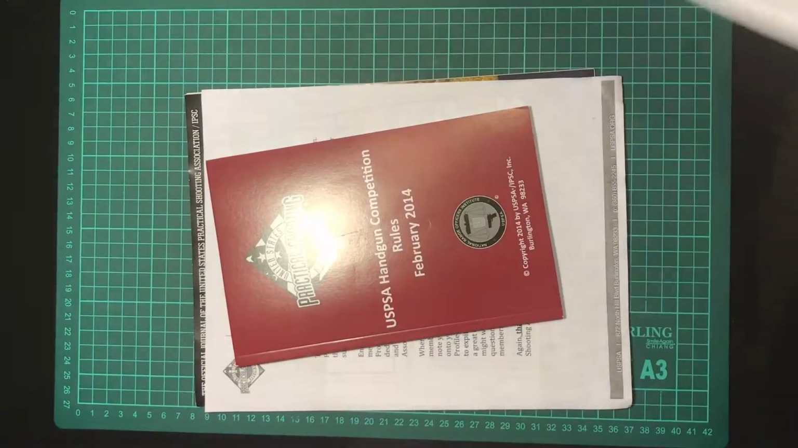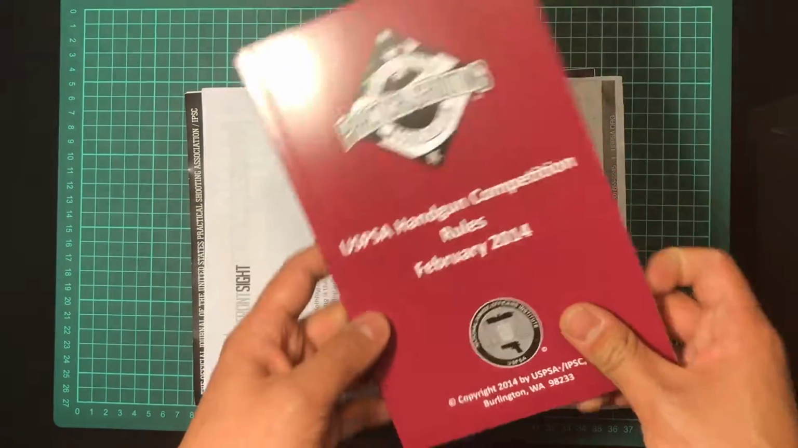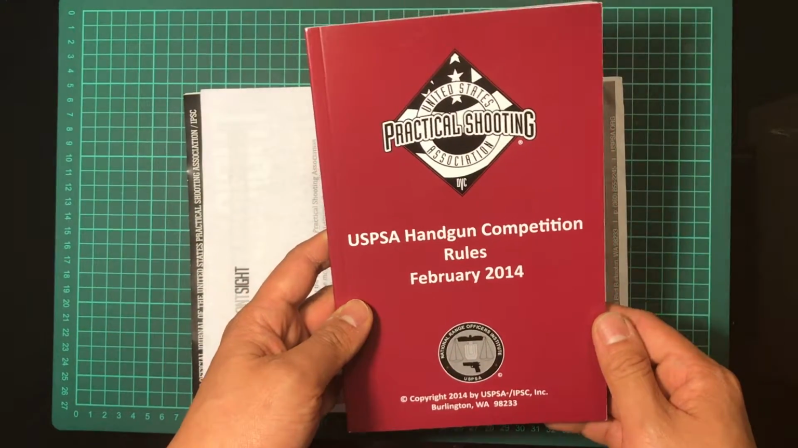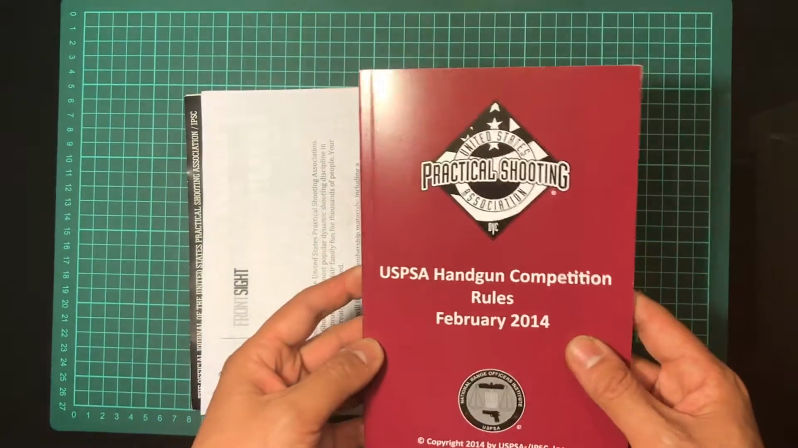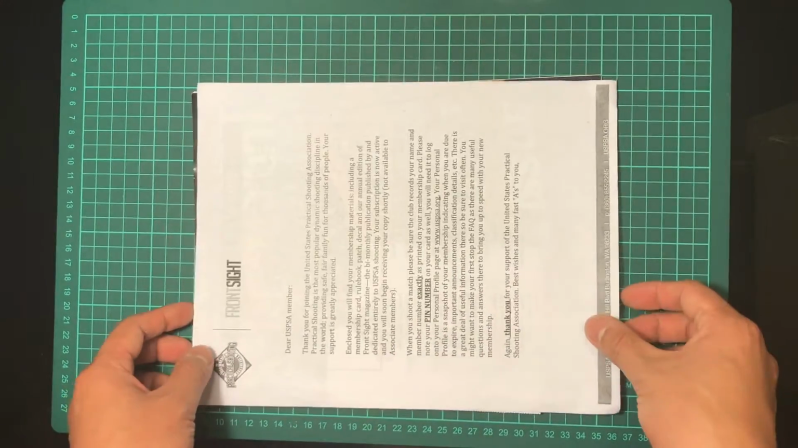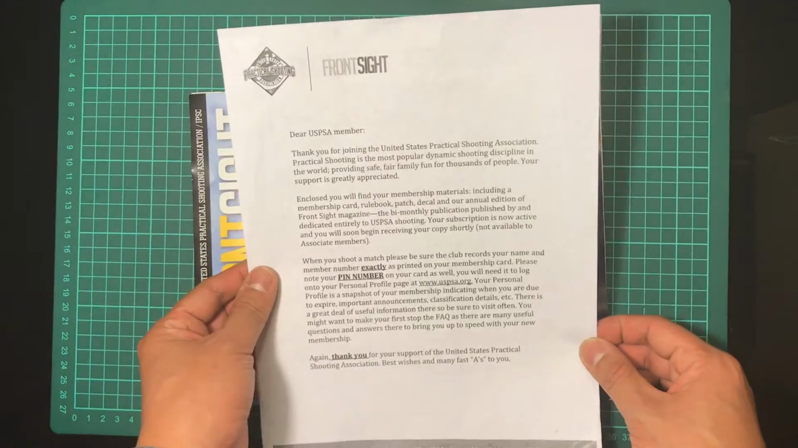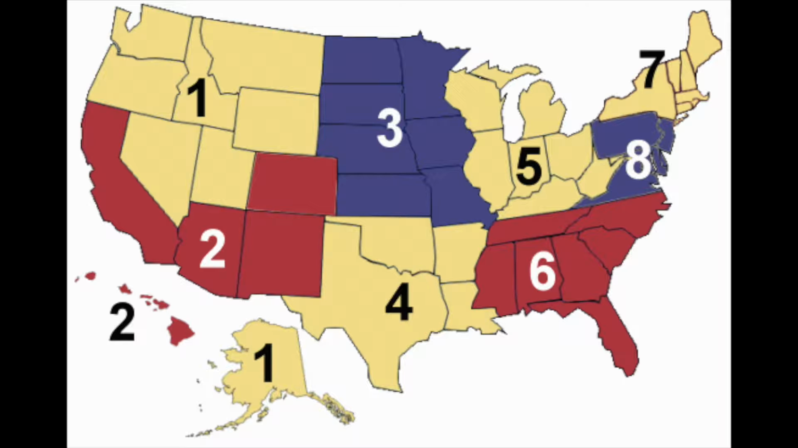So the first thing you will see in the package, inside the packet, is a USPSA handbook. This handbook just states all the rules in competition. The other thing you will see is a welcome letter. And on the back of the welcome letter, you will see the area director's contact information listed, and also a map according to your state and what area you will be in.